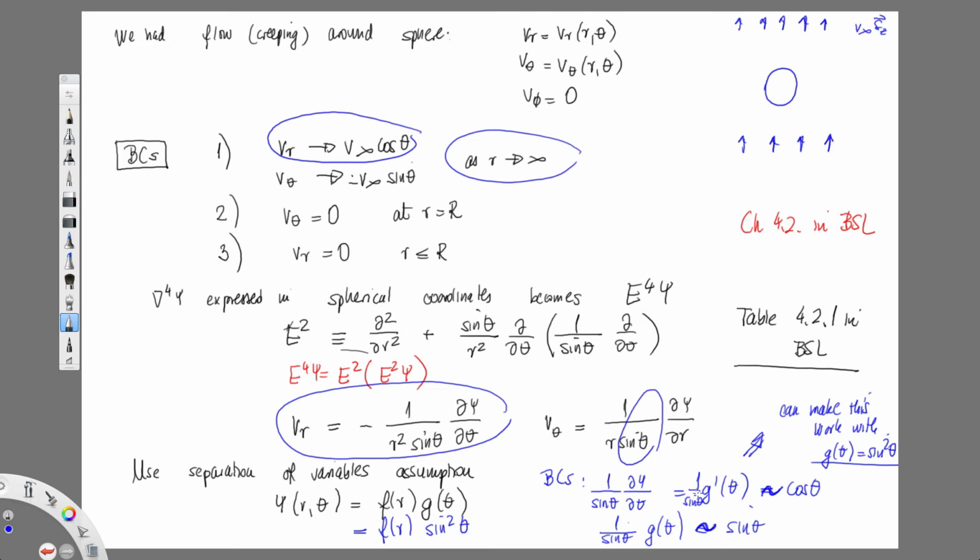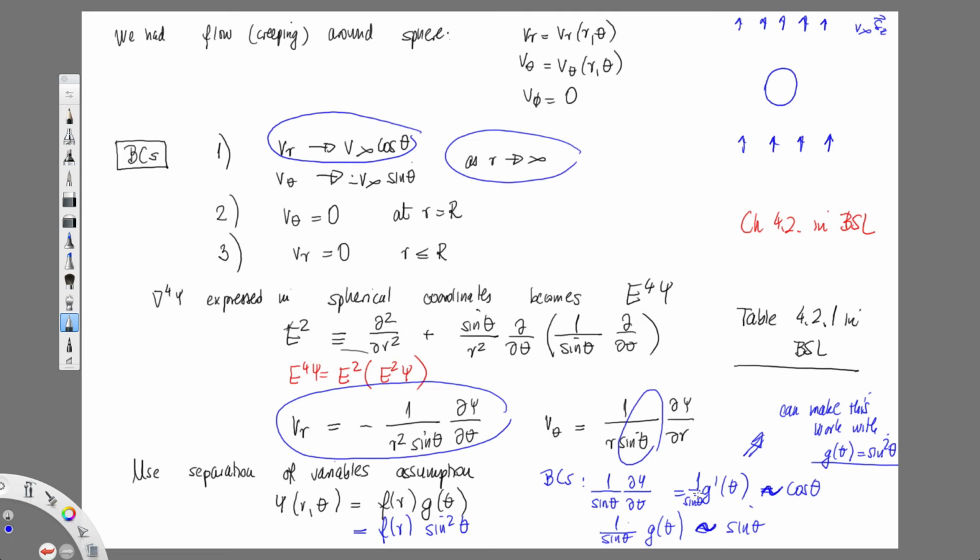Now, as r tends to infinity, that part of the function doesn't change. When I take the limit of my VR of r theta as r tends to infinity, according to separation of variables, the part that depends on theta doesn't change. It remains the function that it was. And that function should be cosine theta, because it remains intact. So 1 over sine theta times g prime of theta should be cosine theta.